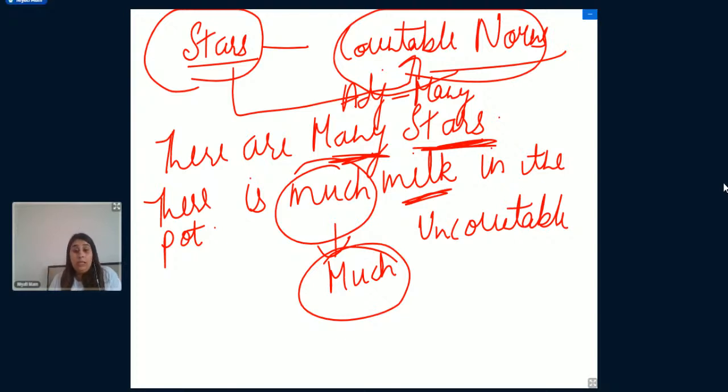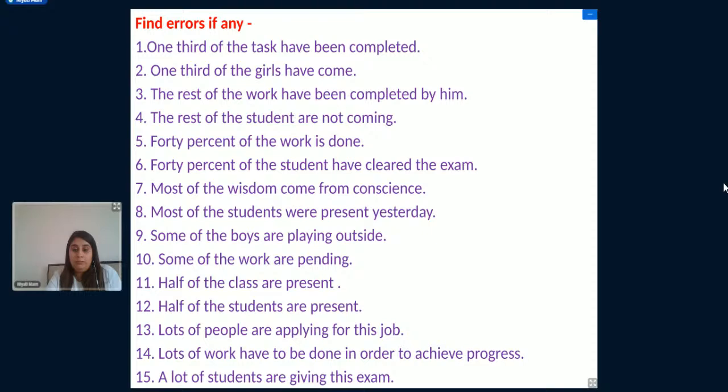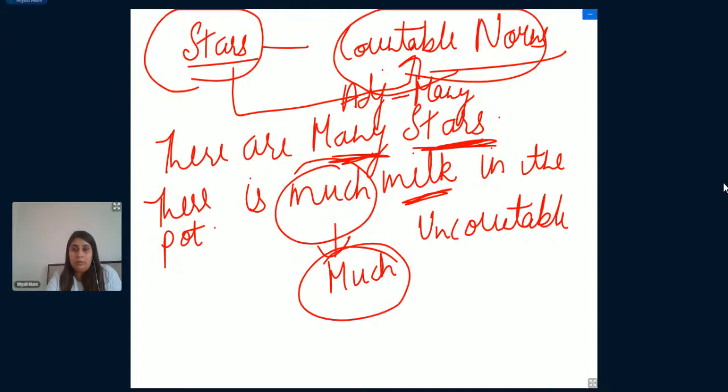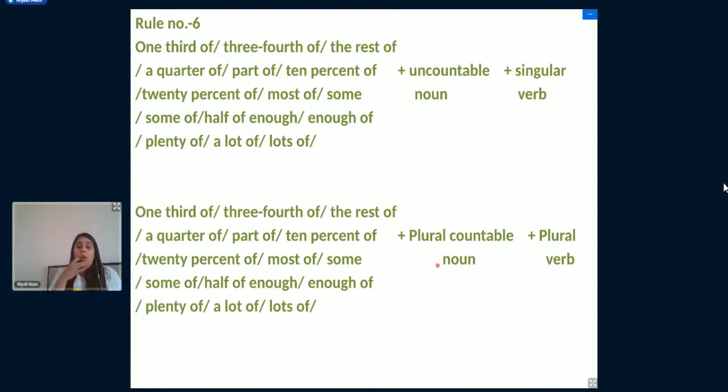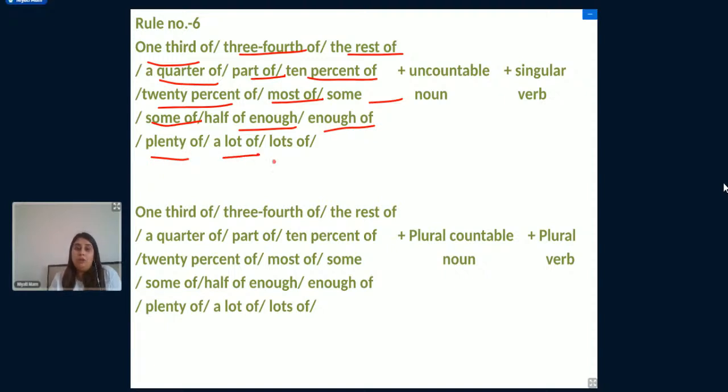Okay. So now let us consider this rule. This rule says if the words are 1/3 of, 3/4, the rest of, a quarter of, part of, 10% of, 20% of, most of, some of, half of, enough of, plenty of, a lot of, lots of. Slash should be here, right? Okay. So these are the words. The same words are on the upper side and the same words are on the lower side of the page.